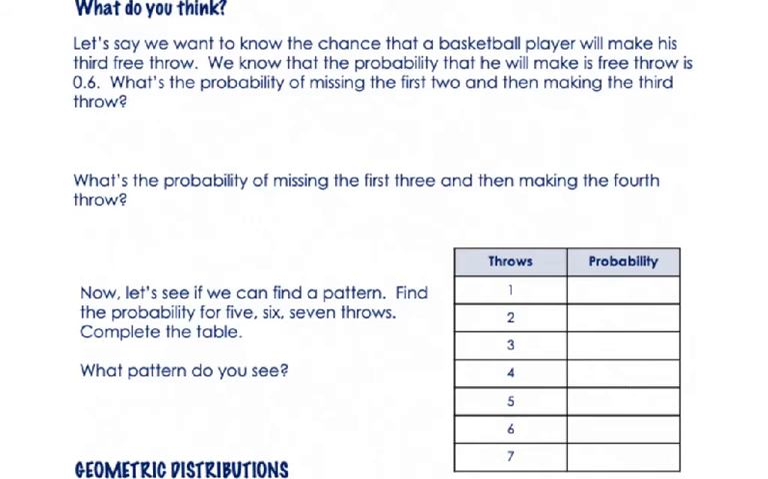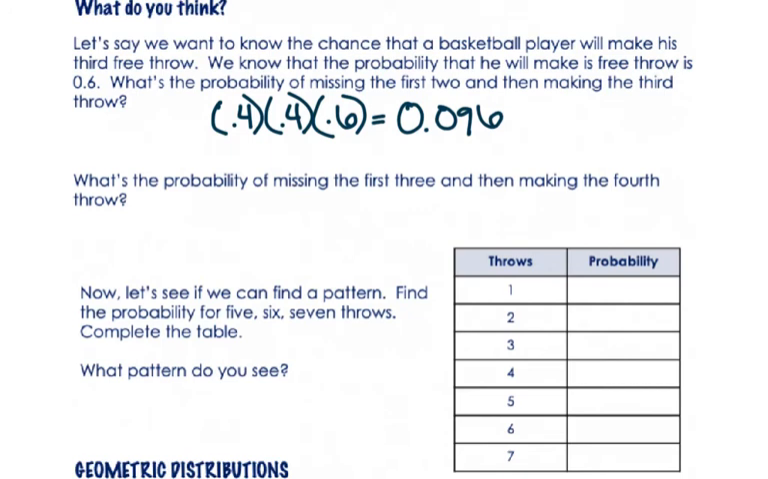Okay, so let's say we want to know the chance that a basketball player will make his 3rd free throw. I don't care about any of this, but maybe somebody in the world does. We know that the probability that he will make his free throw is 0.6. So what's the probability of missing the first 2 and then making the 3rd throw? So he misses, which is 0.4. He misses again, 0.4. And then he gets the last one, 0.6. If I multiply that all together, this is what I get.